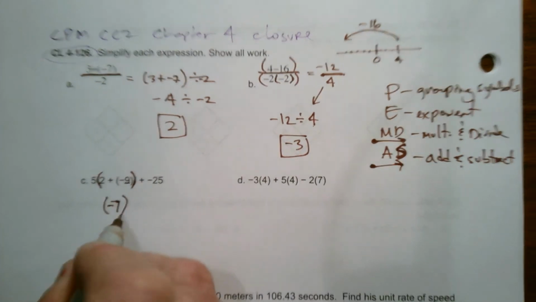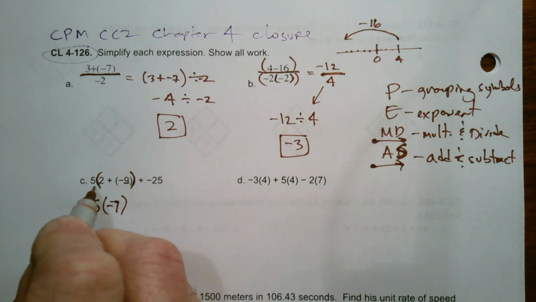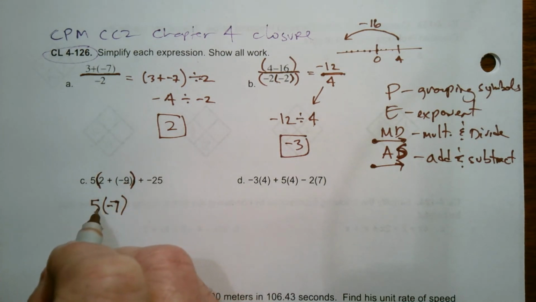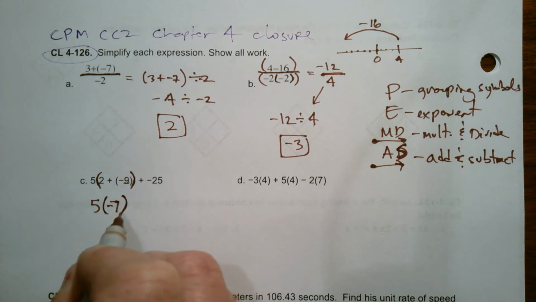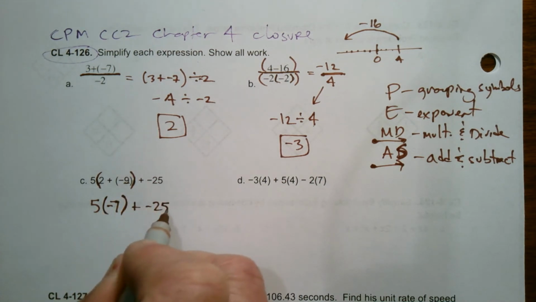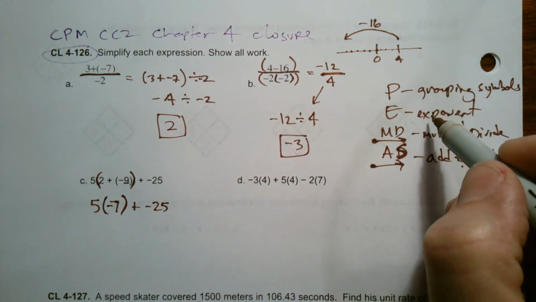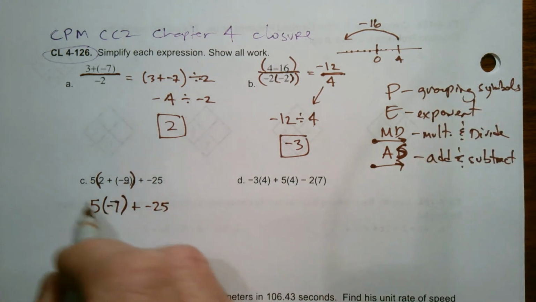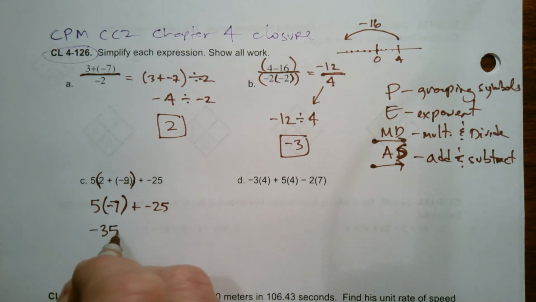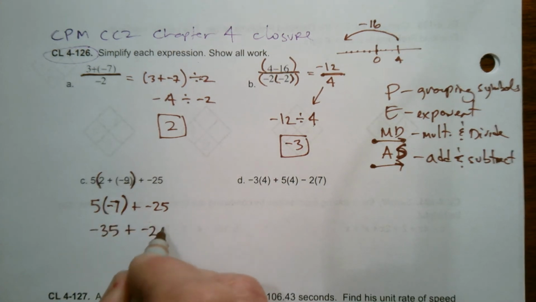I'm going to keep the parentheses, though, because I still have a number in front of it. So I'm going to rewrite what I have: 5 parentheses negative 7, which means multiplication, plus negative 25. Now I'm done with my grouping symbols. There are no exponents, so I'm down to multiply, divide, and I do have multiplication here. So 5 times negative 7 is negative 35, plus negative 25.